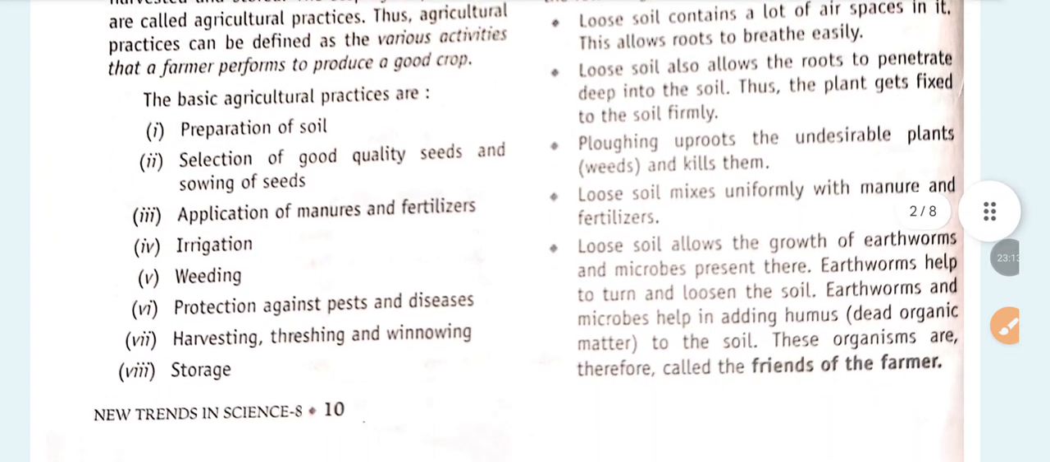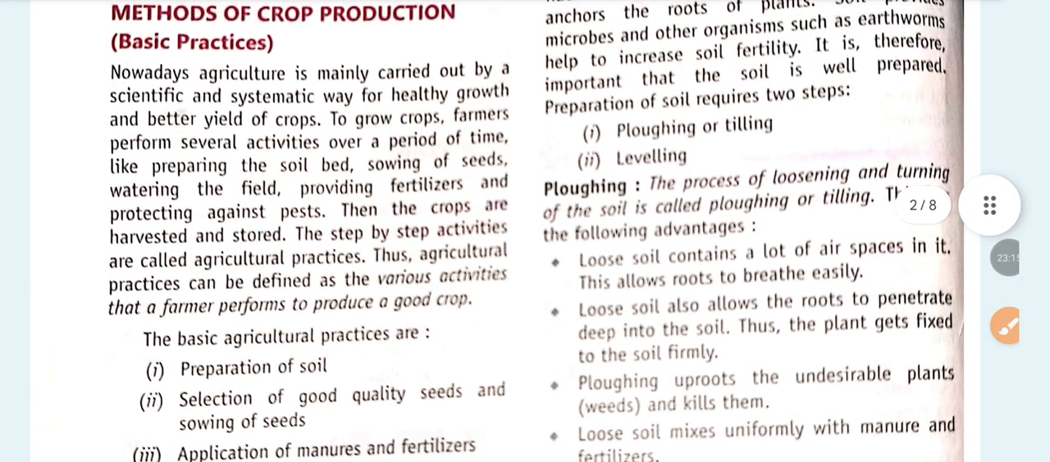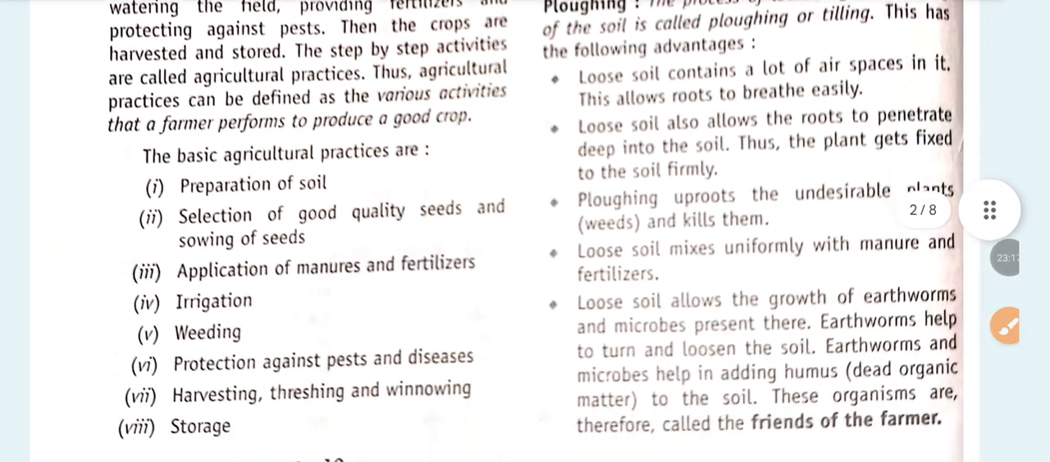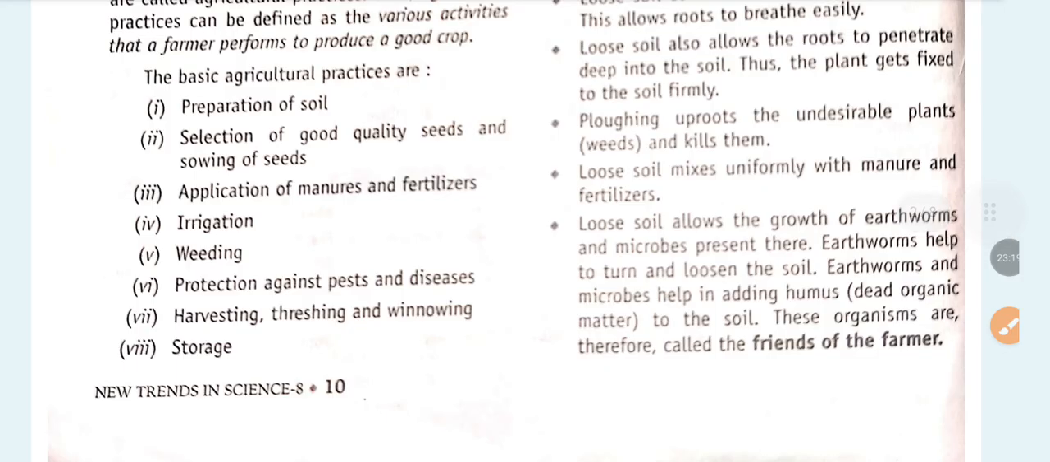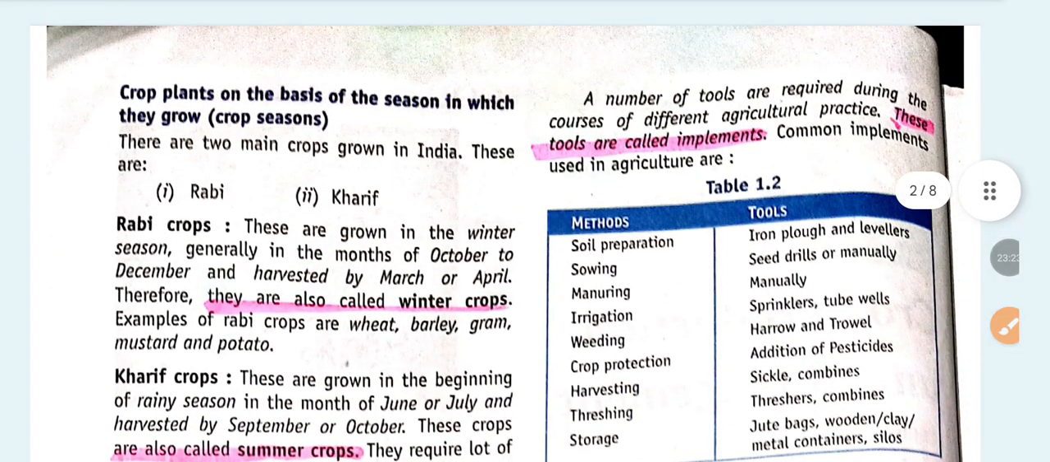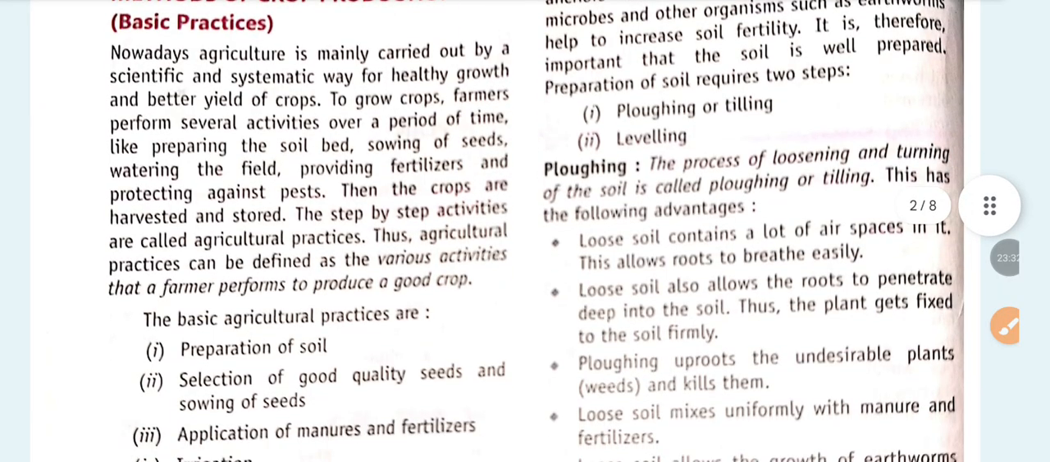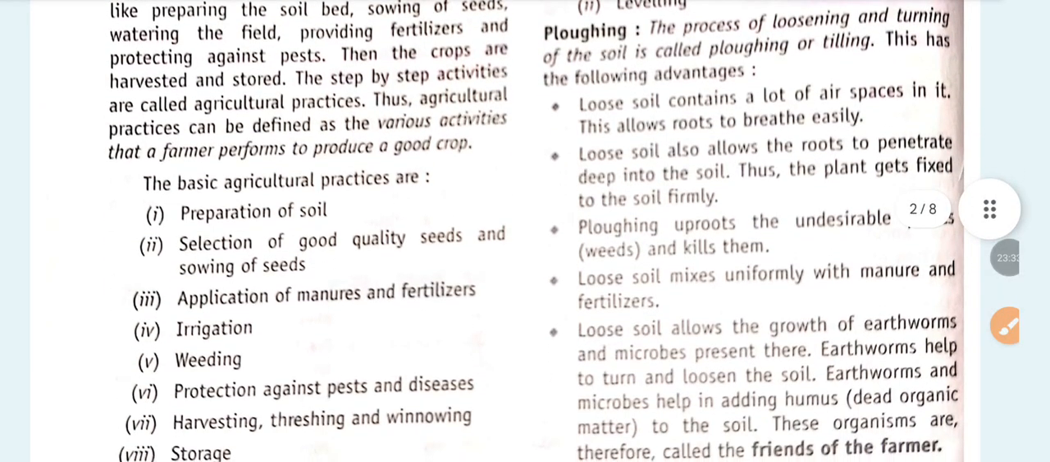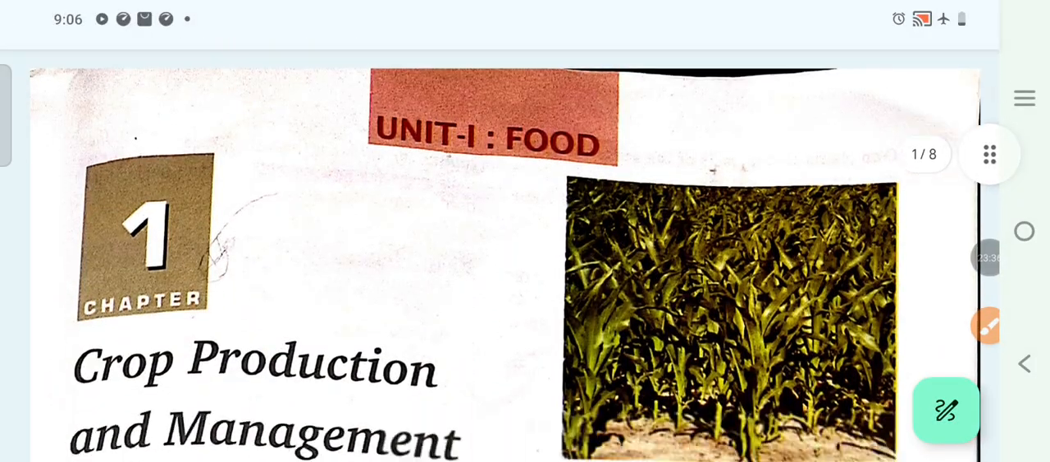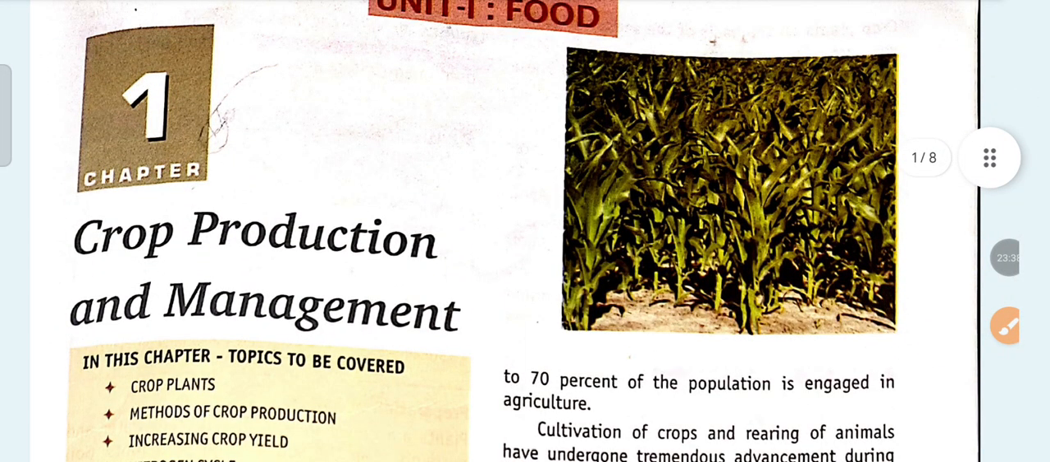We also learned about the methods of crop production, which are known as agricultural practices, and we have known the implements which are used for agriculture, and how to prepare the soil, where the first step is plowing. That's all we learned today in the Crop Production and Management chapter 1. The rest of it we will do in the next part.